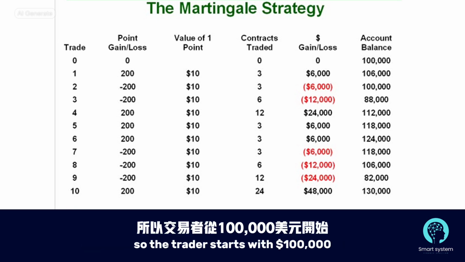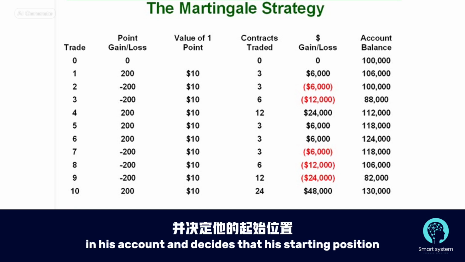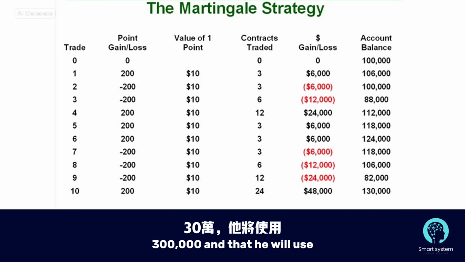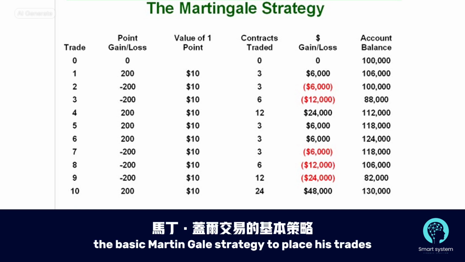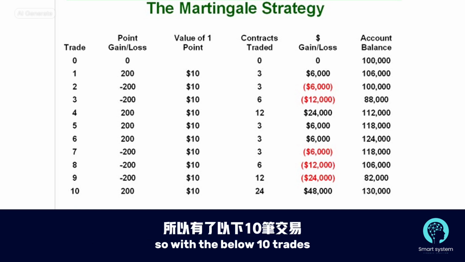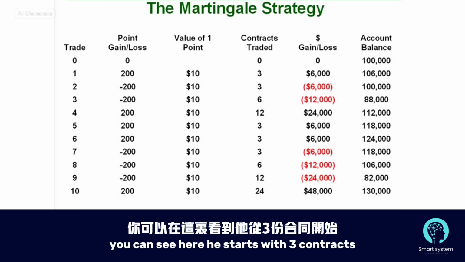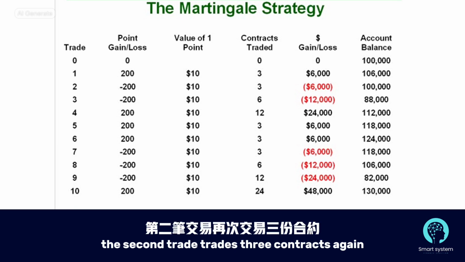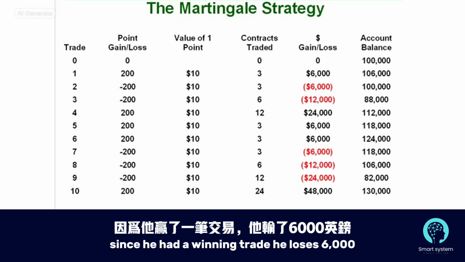So the trader starts with $100,000 in his account and decides that his starting position size is going to be 3 contracts, and that he will use the basic martingale strategy to place his trades. With the below 10 trades, you can see here he starts with 3 contracts. He makes a profit of 6,000 on the trade. The second trade trades 3 contracts again. Since he had a winning trade, he loses 6,000.